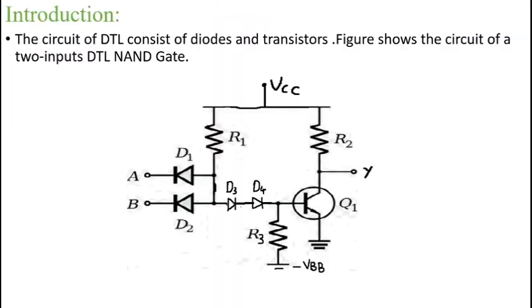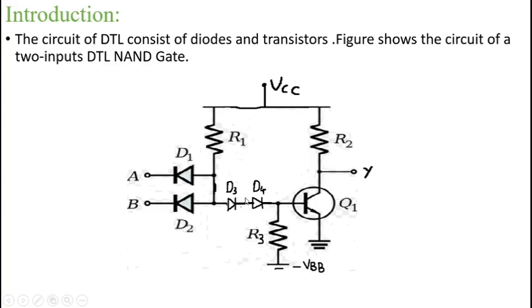It means that in this circuit we give both inputs as 0 0. At that time these two diodes D1 and D2 are forward biased. Therefore here we get the output equal to 0. At that time, the D3 and D4 diodes are reverse biased. Therefore, this resultant output is given to the input of transistor Q1.